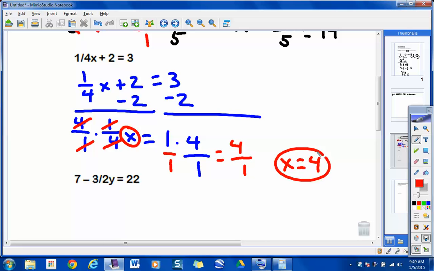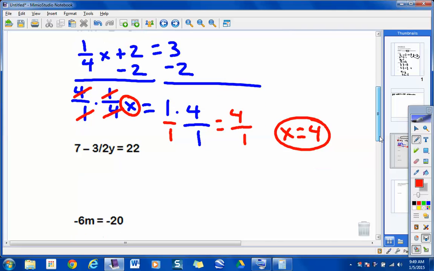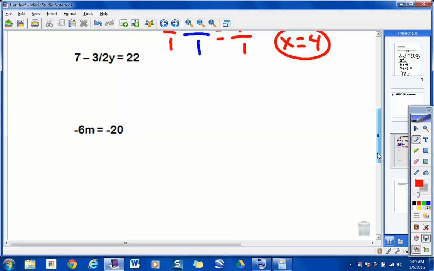This isn't so bad, is it? Pretty much the same stuff. We're just adding another step, aren't we? Adding another step. Okay, good, good, good. Let's try another one.